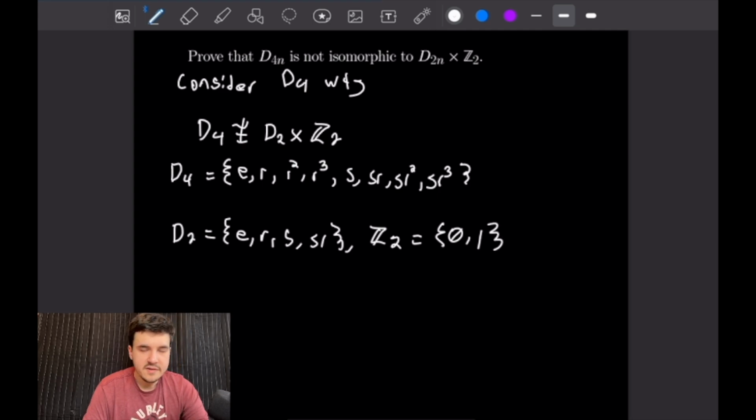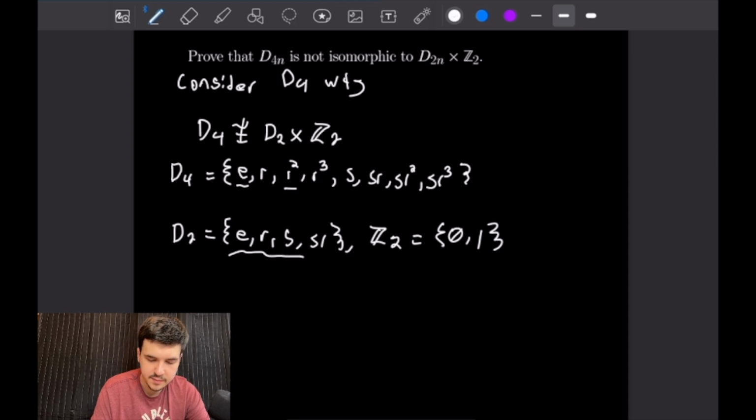Great. I want to note that in order for us to have an isomorphism, we must preserve commutativity. The only elements that commute with everything in D4 are our identity element and r squared, due to the commutation relation: if we move our r squared to the right, we will have r to the 4 minus 2 power, which is still r squared, so it will in fact commute. Whereas here in D2, all of these elements commute, as only D1 and D2 are the abelian groups in D_n.